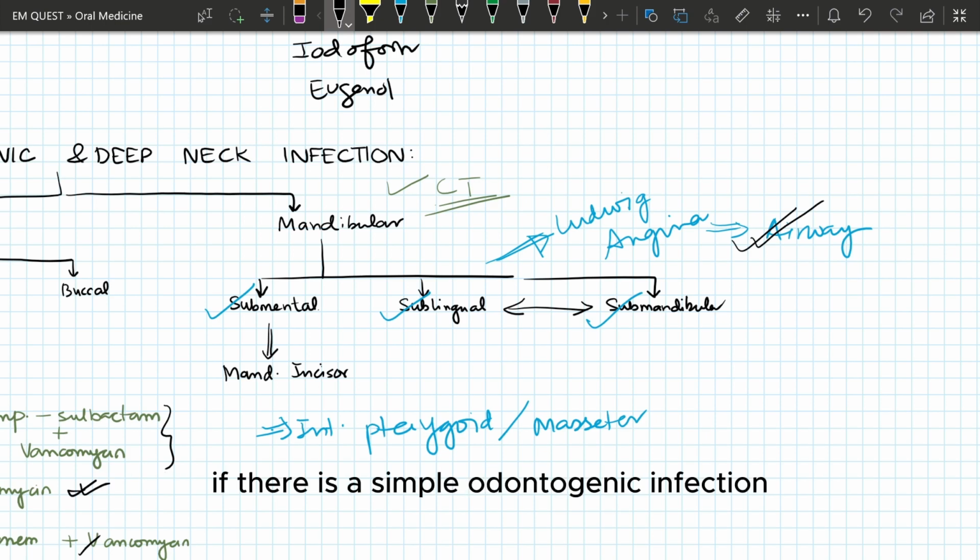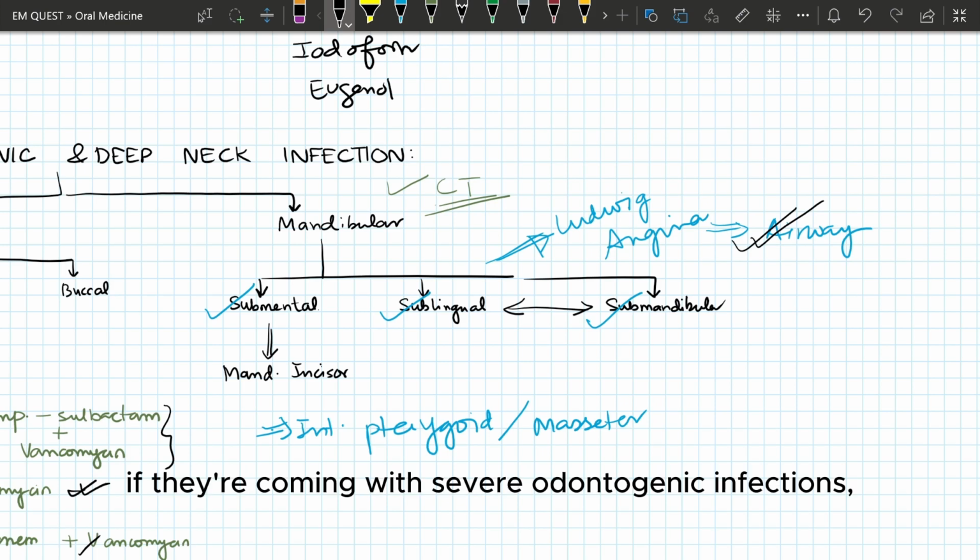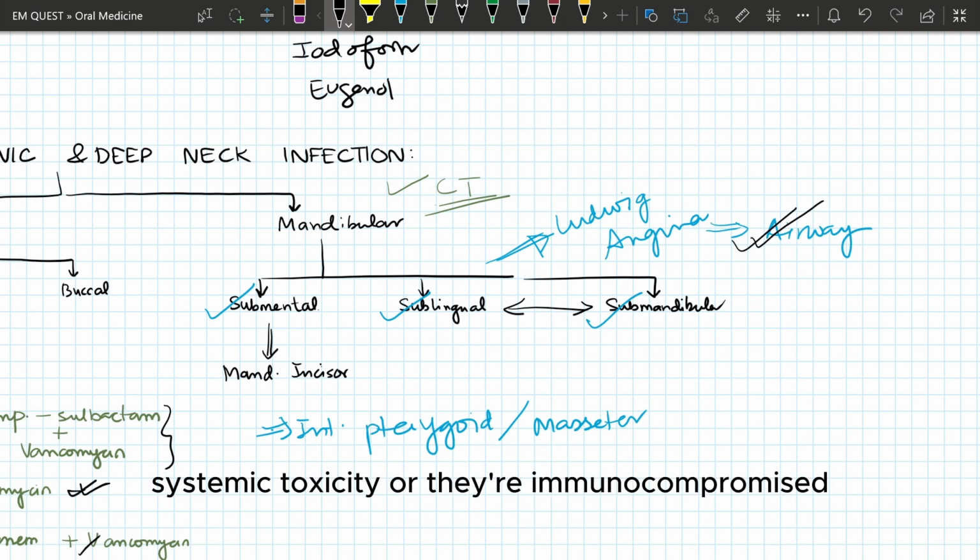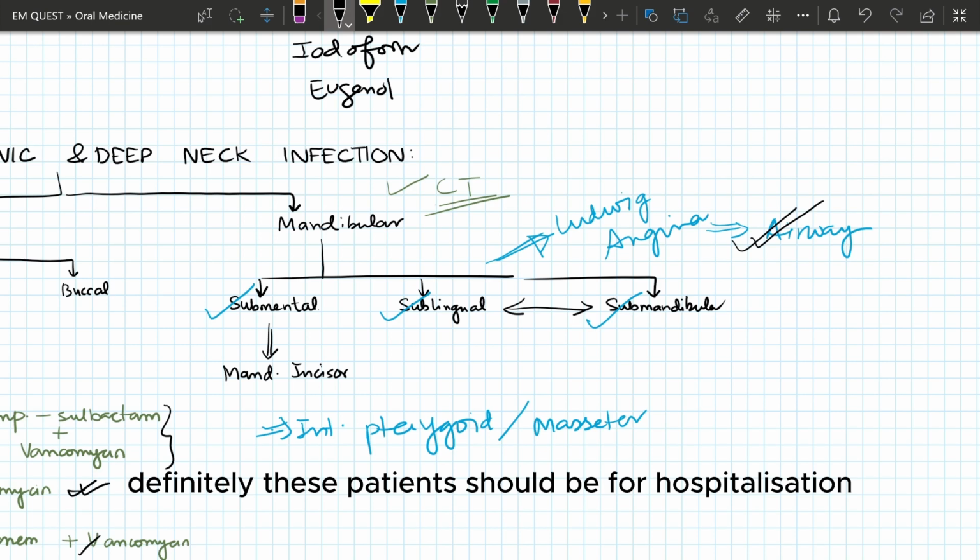Disposition wise, if there is a simple odontogenic infection, then we can discharge these patients for outpatient follow-up. If they're coming with severe odontogenic infections, deep neck infections, systemic toxicity, or they're immunocompromised, definitely these patients should be admitted for hospitalization.